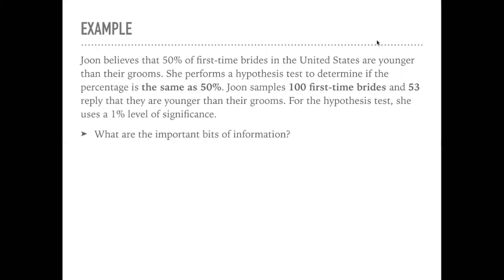So what are our important bits of information? Well, she's claiming that the proportion is equal to 0.5. We should calculate our p hat here. P hat is 0.53. Our p naught, what we're comparing to, is 0.5. N is 100, and alpha here is 0.01.